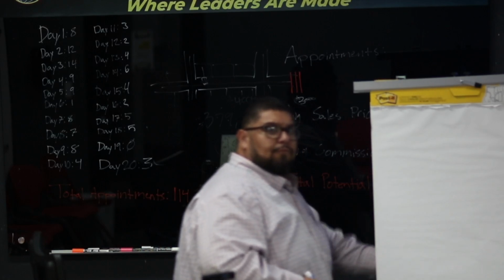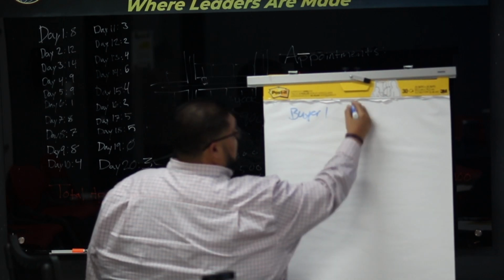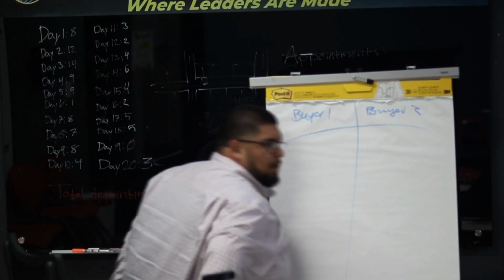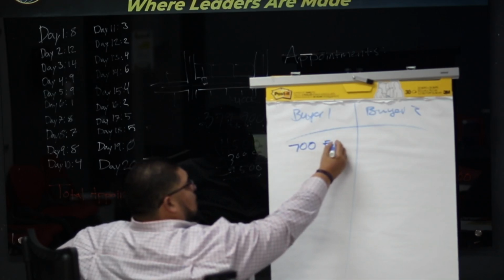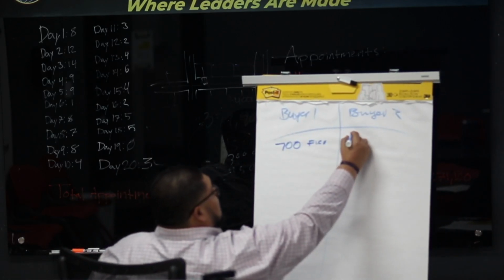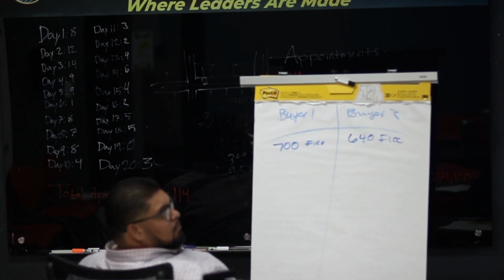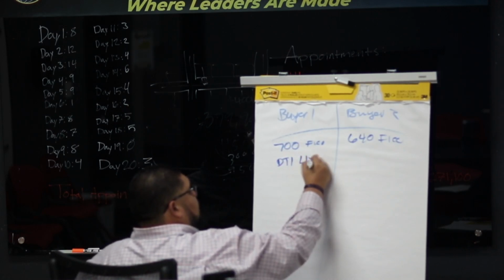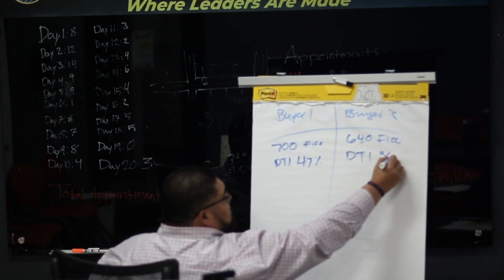You get into multiple offers. Buyer 1, buyer 2. Okay? Buyer 1 has a 700 credit score. Quite cool. Buyer 2 has a 640 FICO. Okay? Buyer 1 has a DTI of 47%. Ooh. DTI for buyer number 2 is 36%.